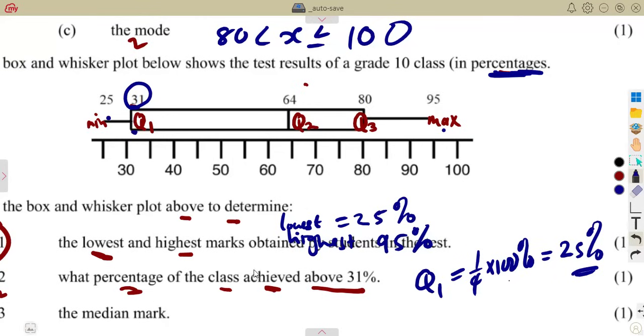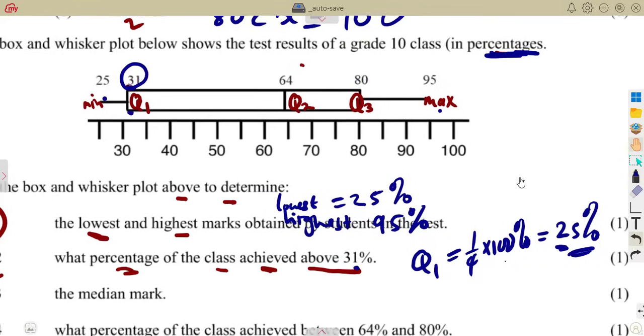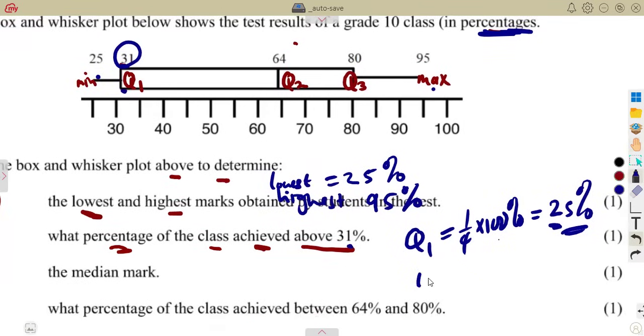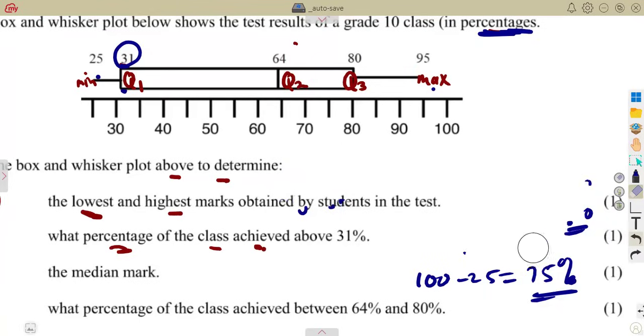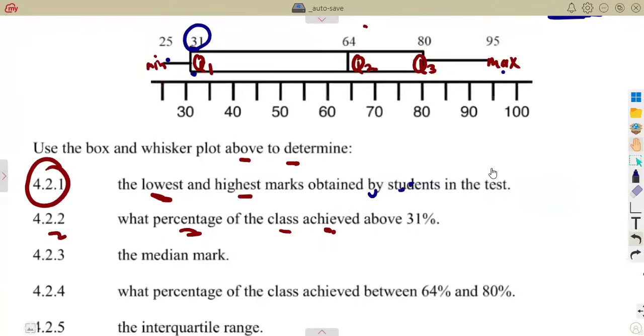But they are saying who achieved above this mark. Now we are talking about these ones going up. If at this point they represent 25% of the people, what about those ones above? They will be represented with the remaining out of the 25%. So it's 100 minus 25, which is 75%. So those who have above 31%, it means those above Q1, above 25%, just like that. Okay? Let's move on to another part, which is the median mark.